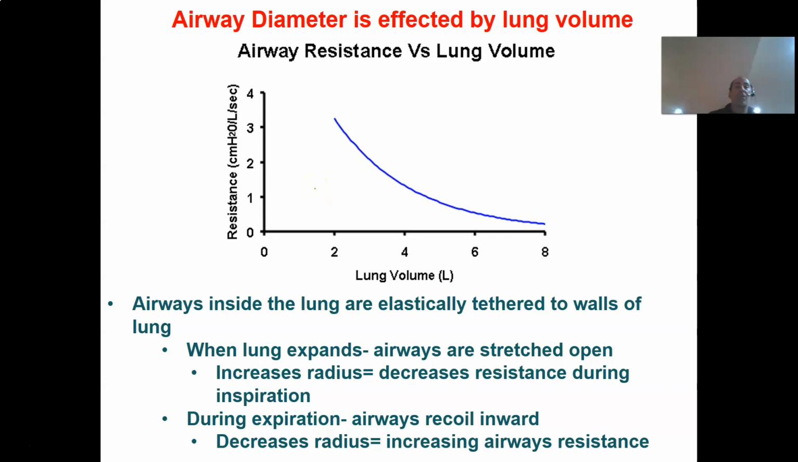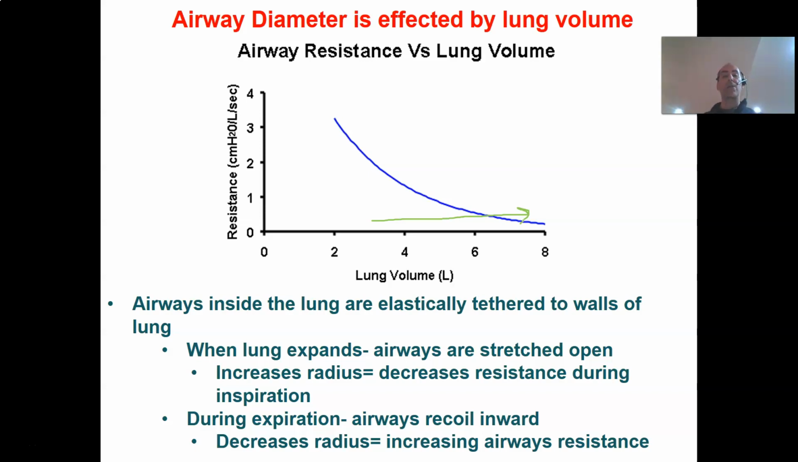Airway diameter is also affected by lung volume. In this graph, where resistance, measured in centimeters of water per liter per second, is on the y-axis versus lung volume, you can see that as the lung volume increases, the resistance to airflow goes down. Why is that? We'll just read what's below and then we'll explain.